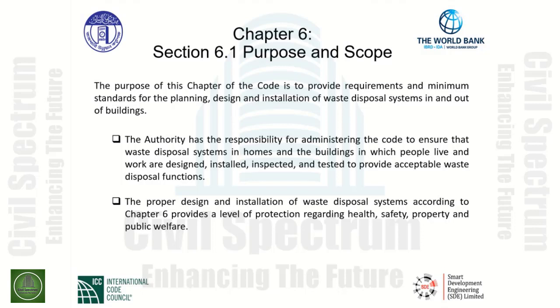Section 6.1 is titled Purpose and Scope. The purpose of this chapter of the code is to provide requirements and minimum standards for the planning, design, and installation of waste disposal systems in and out of buildings. The authority has the responsibility for administering the code to ensure that waste disposal systems in homes and the buildings in which people live and work are designed, installed, inspected, and tested to provide acceptable waste disposal functions.